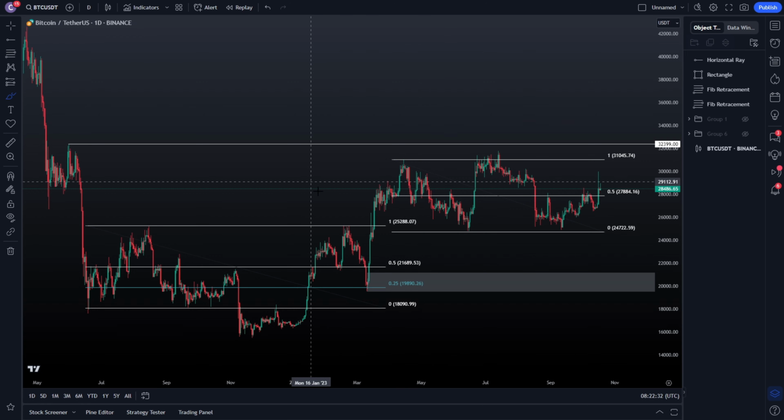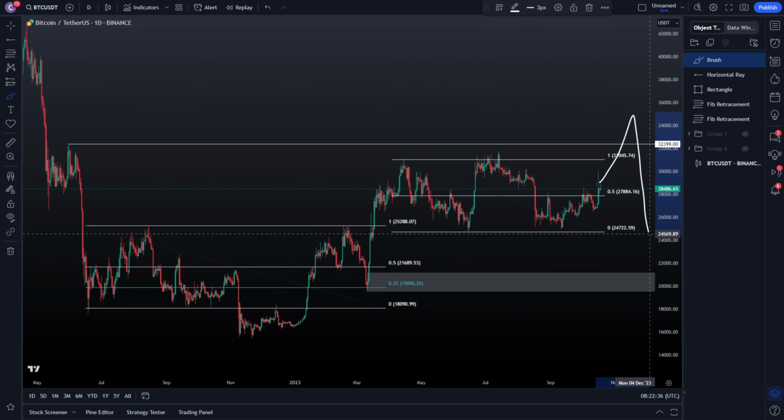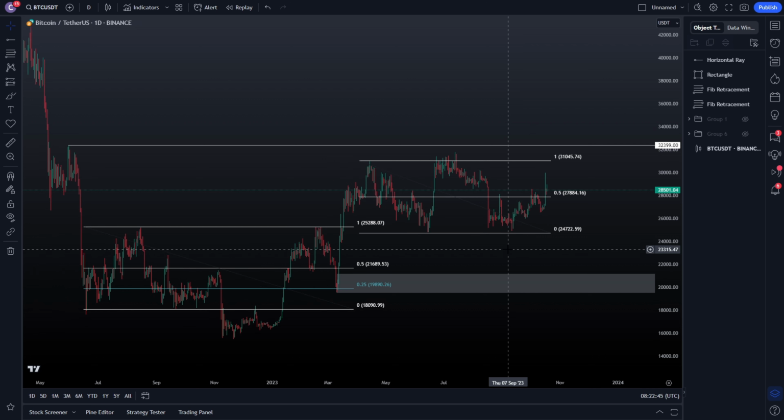And the fact that we are ranging over here can mean two things: up first and then down, or down first and then up. Okay? Be very careful, trade the range until it breaks. Be alert, make sure to not let your emotions get the better of you once you get a breakout or breakdown.